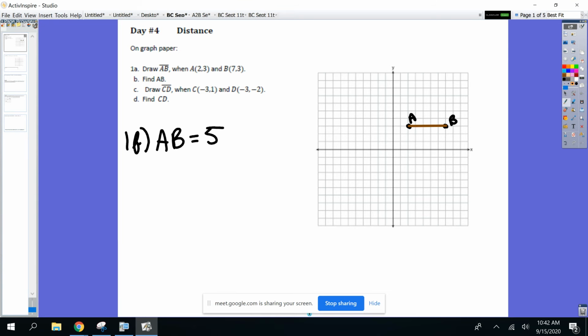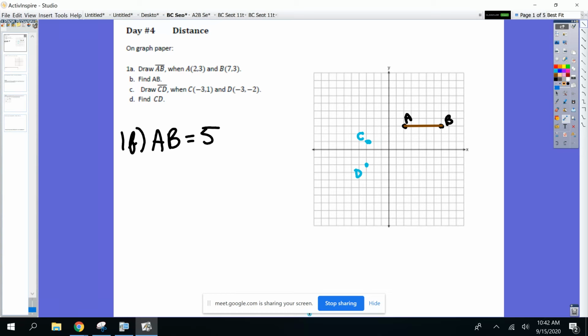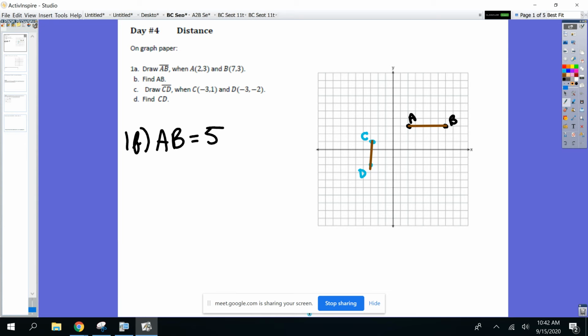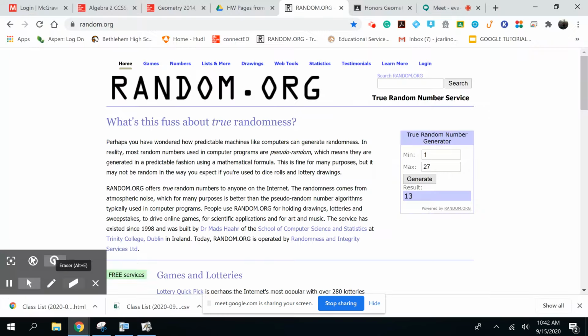Let's draw line segment CD now with new coordinates. -3, 1. And -3, -2. And again, part D. What's the length of CD? It's a vertical line now. Again, I can count, no big deal. What's that distance? 3.